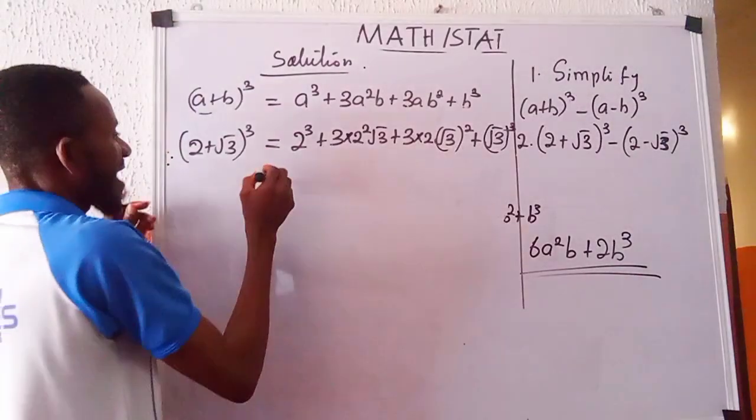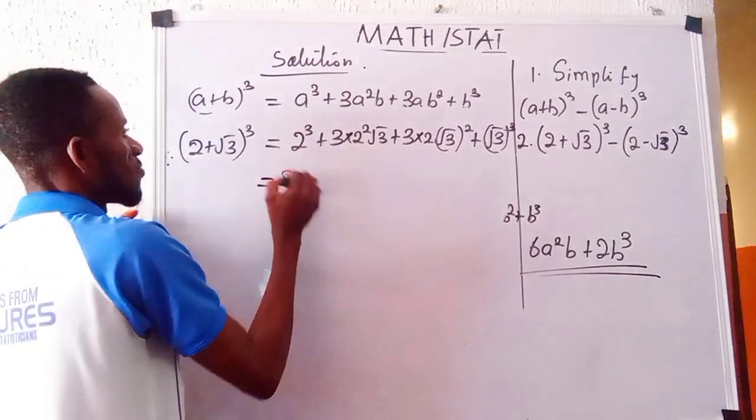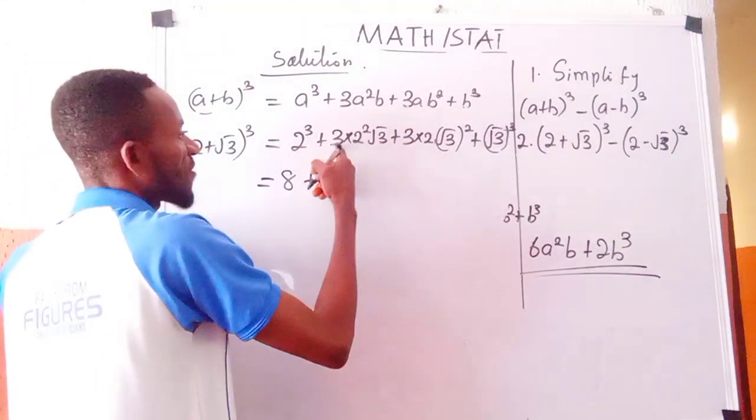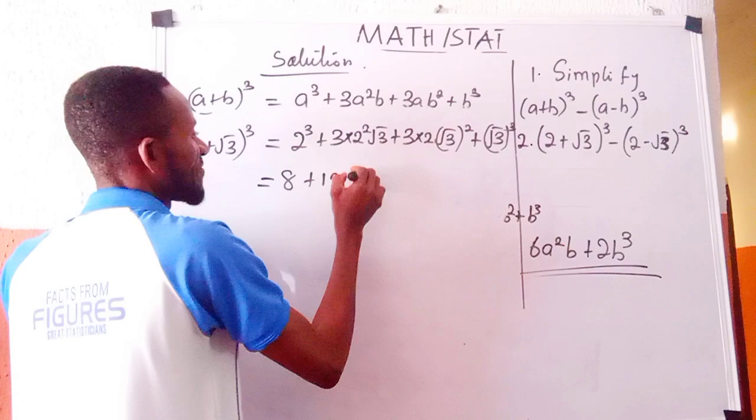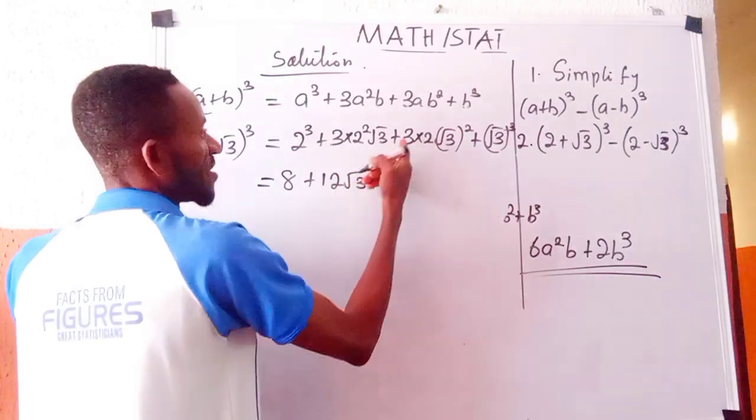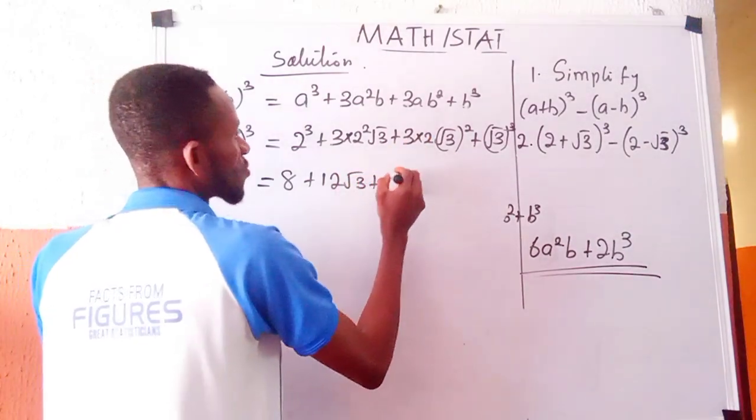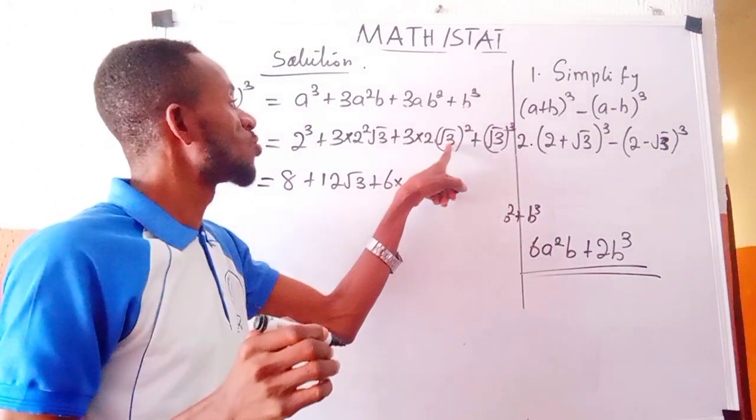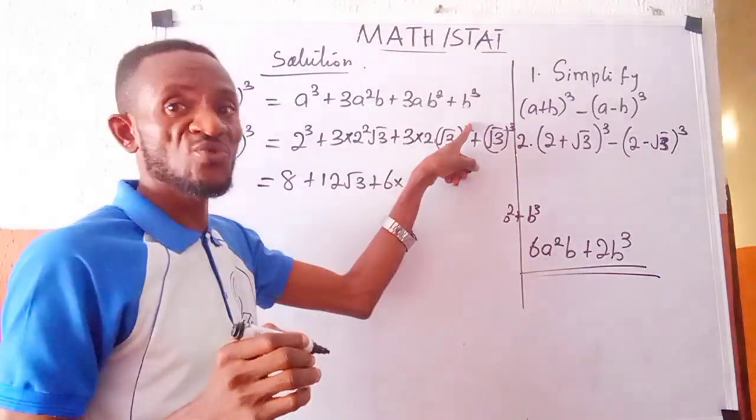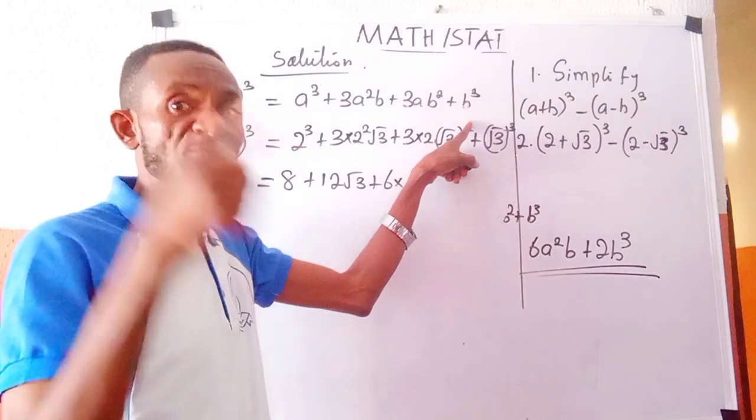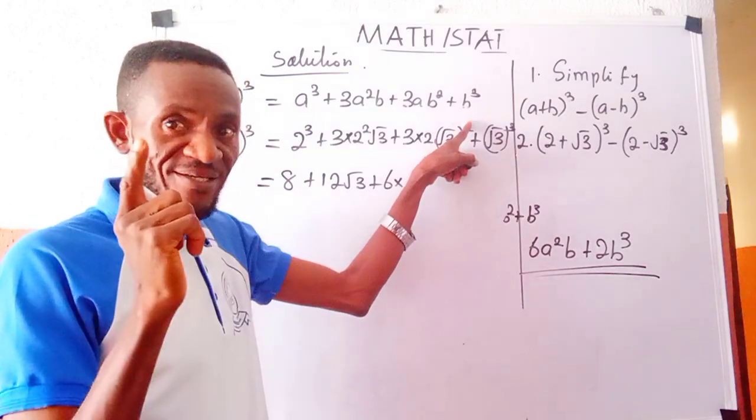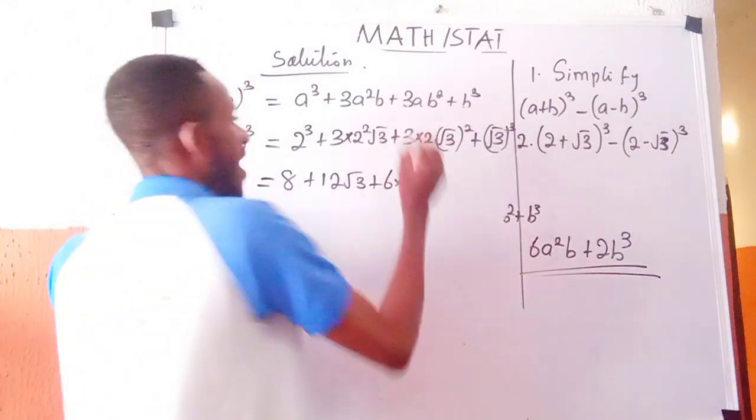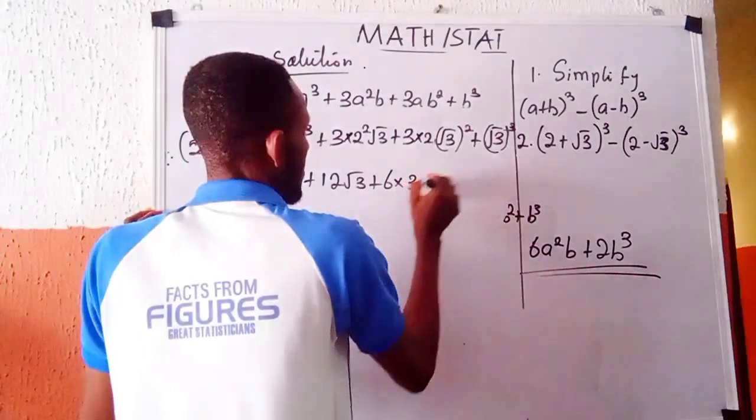Okay, then I will return back. This equals 2 raised to power 3, which will give me 8, plus 2 raised to power 2 is 4. 4 times 3 is 12, so I have 12 root 3, plus 3 times 2 is 6, so I have 6 times. Now you should know that root 3 raised to power 2 is 3. That is root 3 times root 3 is 3. So I have 6 times 3, plus.